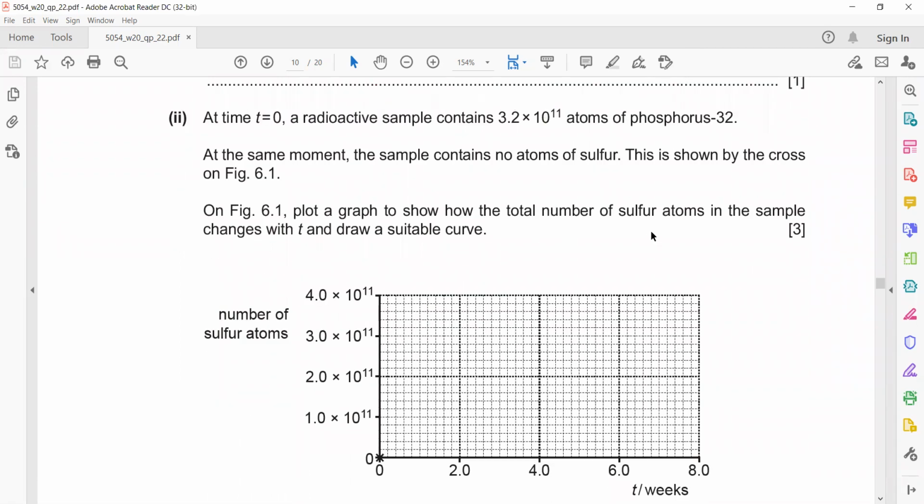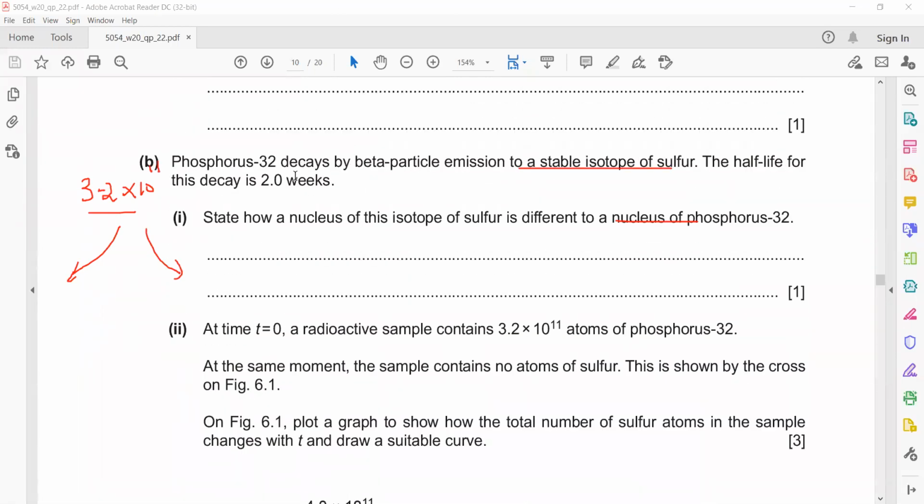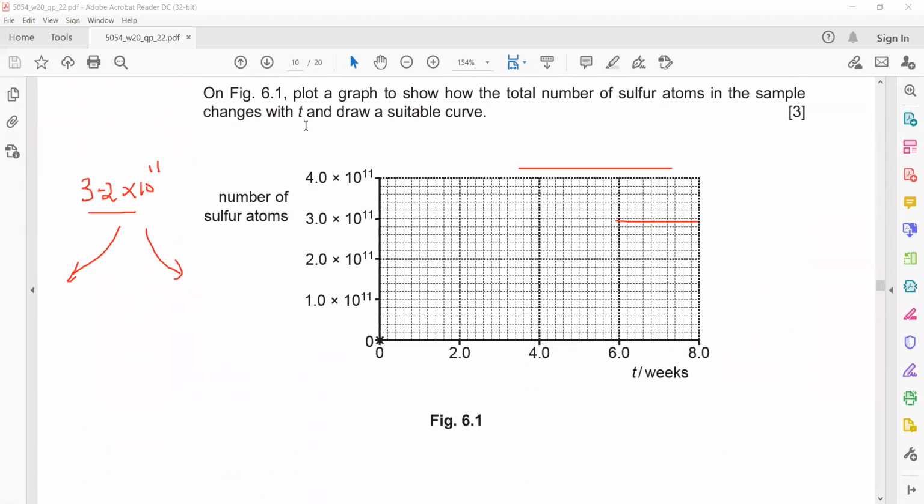At time t equals 0, the radioactive sample contains 3.2 times 10 to the power 11 phosphorus atoms. The sample does not contain any sulfur. Plot a graph to show how the total number of sulfur atoms changes. So in the beginning we don't have sulfur. In the beginning we have all phosphorus, 3.2 times 10 to the power 11. Then after the half-life, after 2 weeks, because they mentioned the half-life is 2 weeks, it will be half of the original.